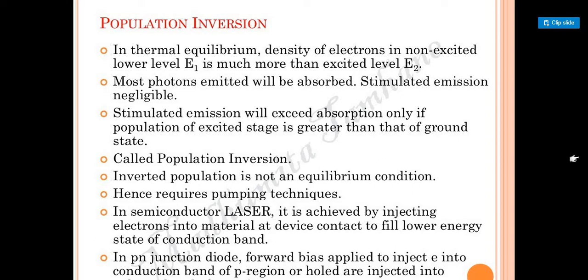It is achieved by injecting electrons into the material at a device contact to fill the lower energy states of the conduction band, because we have different bands, right? At a specific band it is going to produce a specific value. So when we see the conduction band, it is going to produce that. In a PN junction diode, the forward bias causes injection of electrons into the conduction band of the P region, or holes are injected into the valence band of the N region. So one electron is taken from the conduction band and reaches the valence band.